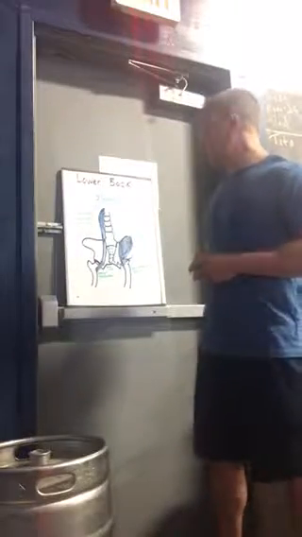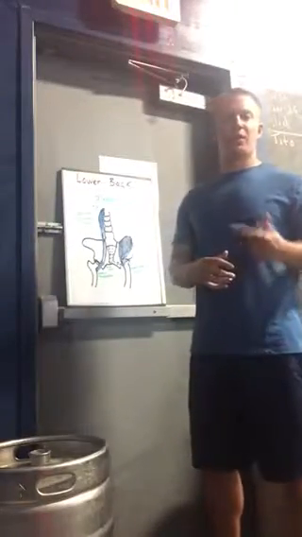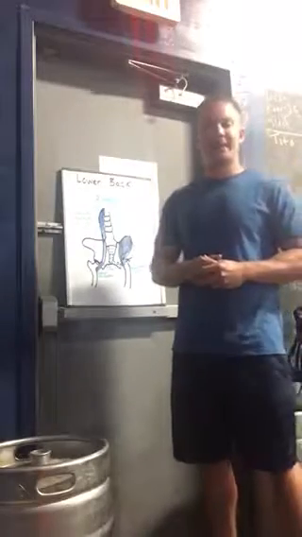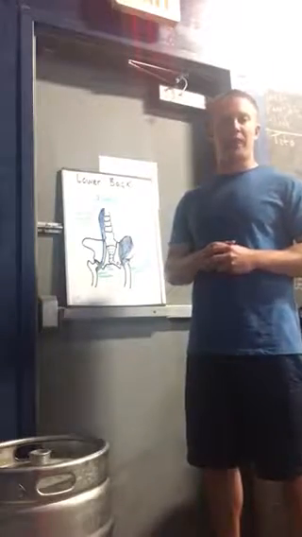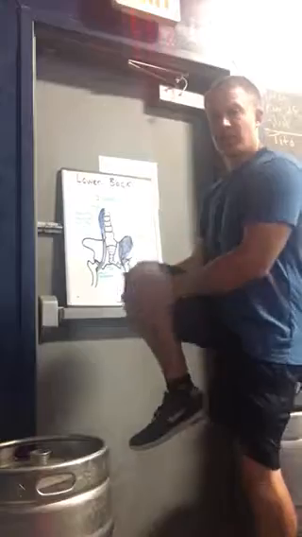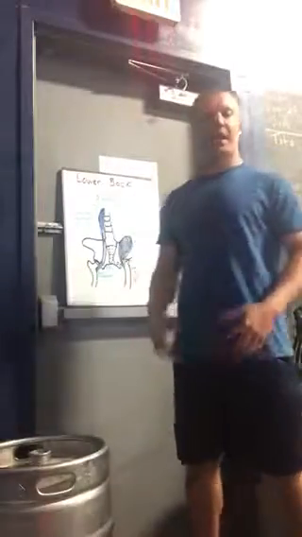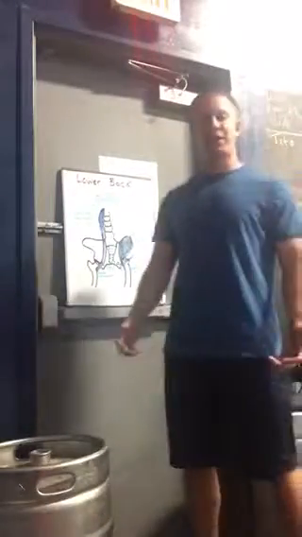The iliopsoas joint is comprised of the psoas major, the psoas minor, and the iliacus. All of those perform flexion at the knee joint, which is flexion of bringing your knee into you. Those are the muscles that allow you to do that.